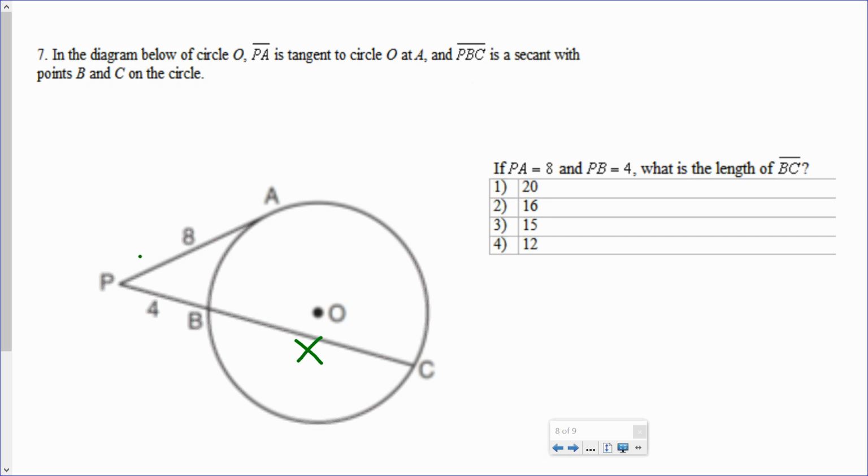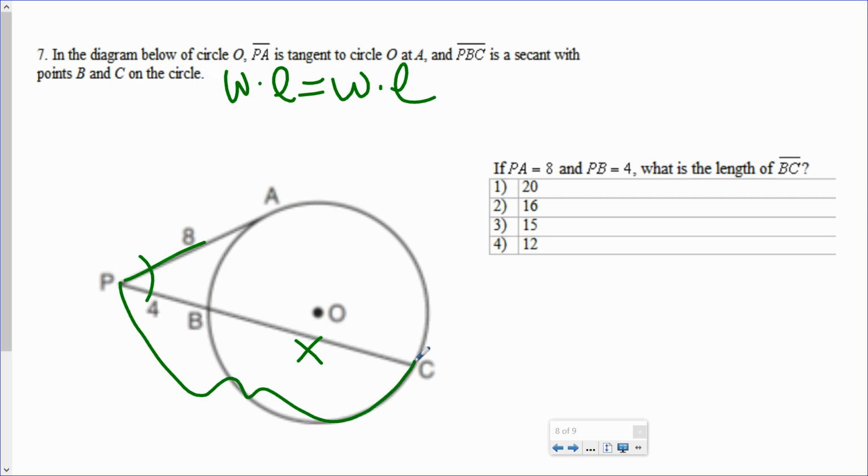Well, I have an exterior angle. I have segments, so it's whole times exterior equals whole times exterior. Let's start with the secant. This whole thing. Here's the twist. I don't have the whole thing, but since I have both pieces, I could add them together to get the whole thing. 4 plus x is 4 plus x.